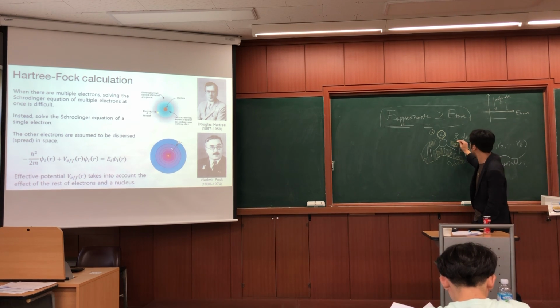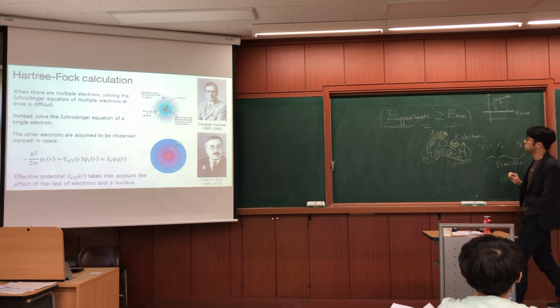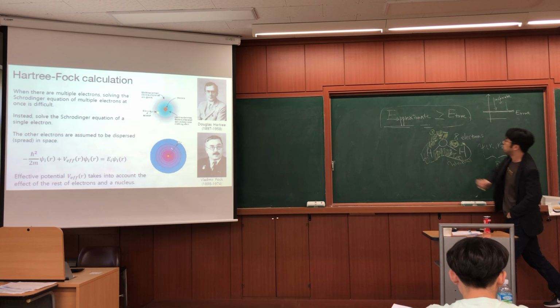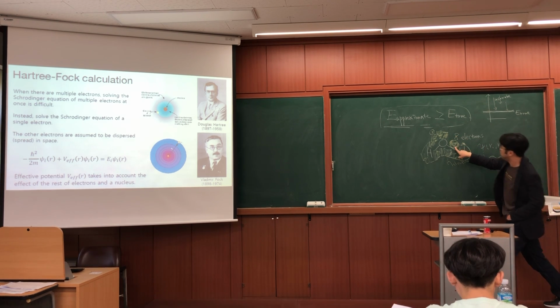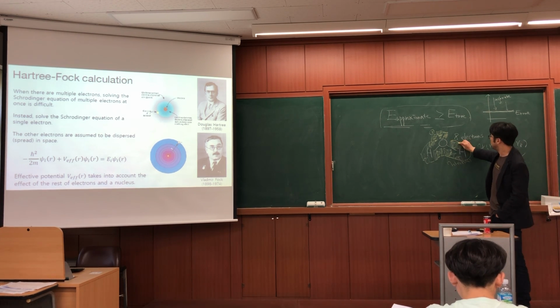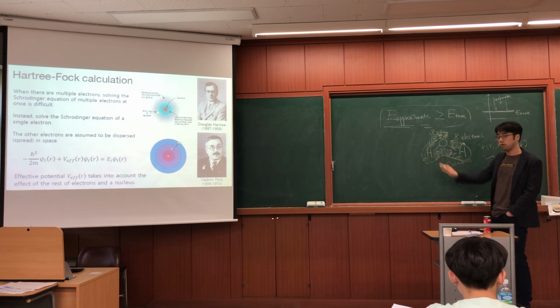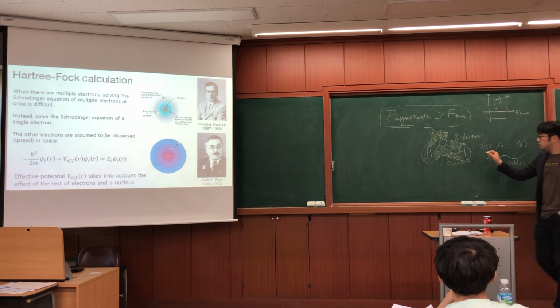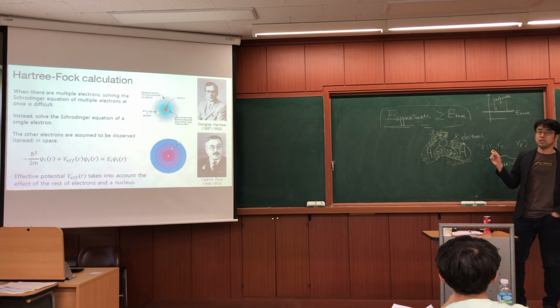Let's assume that electron number 2 was here. Now this time, we assume that electron number 1 is also dispersed, spread over the molecule. Then we solve the equation of electron number 2. After that, we again assume that electron number 2 is spread over the molecule, and we solve the equation of electron number 3. So by doing this, we can solve the equation of each electron, right?